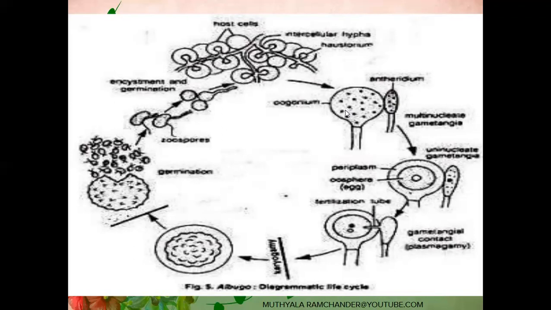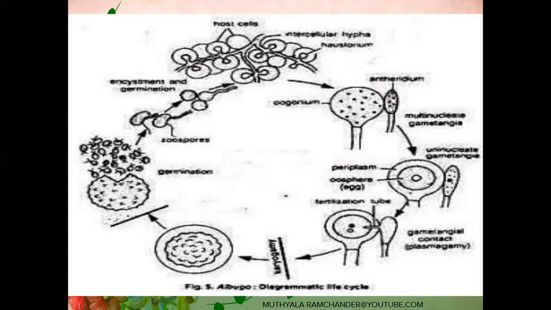In Albugo, two major species are present. One is Albugo bliti and the second one is Albugo candida. In Albugo bliti, many diploid nuclei are present in the oogonium, and many diploid nuclei are present in the antheridium. All these diploid nuclei of the antheridium and oogonium participate in meiotic division. They produce many haploid nuclei. Up to 100 haploid nuclei are developed in the oogonium, and up to 100 nuclei are developed in the antheridium.